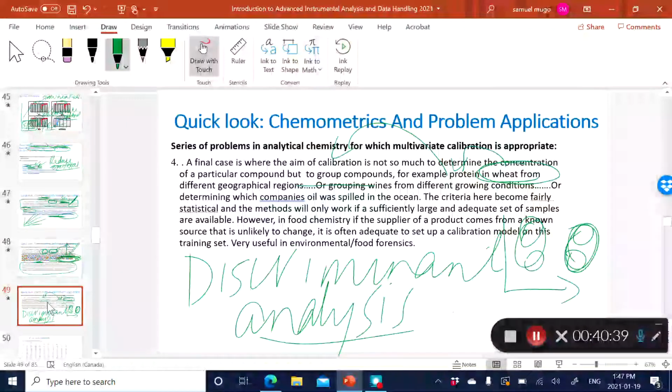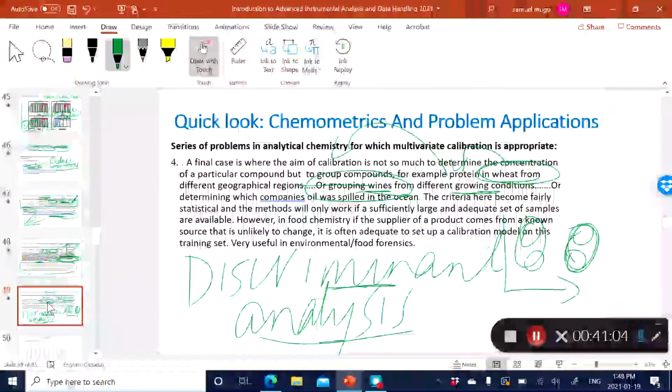For example, I could as well try to analyze, say, the quality of wines. Are they very similar, if they are grown between two or three or four different geographical locations? So again, I'm using statistical software to do discriminant analysis. Or even another excellent example, some of you are interested in environmental analytics.